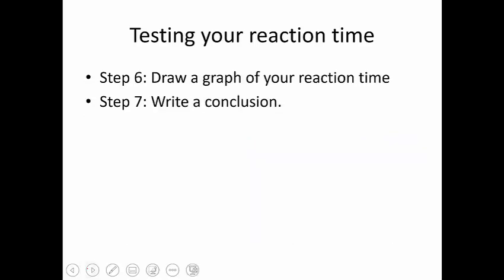Step 6 is to draw a graph of your reaction time, probably a bar chart. I don't mind if you do that by hand on a piece of paper, or whether you do it using a spreadsheet package. And then you need to write a brief conclusion saying what you have found. Okay, so what I would like to be submitted to me is your data, results table, prediction and conclusion.